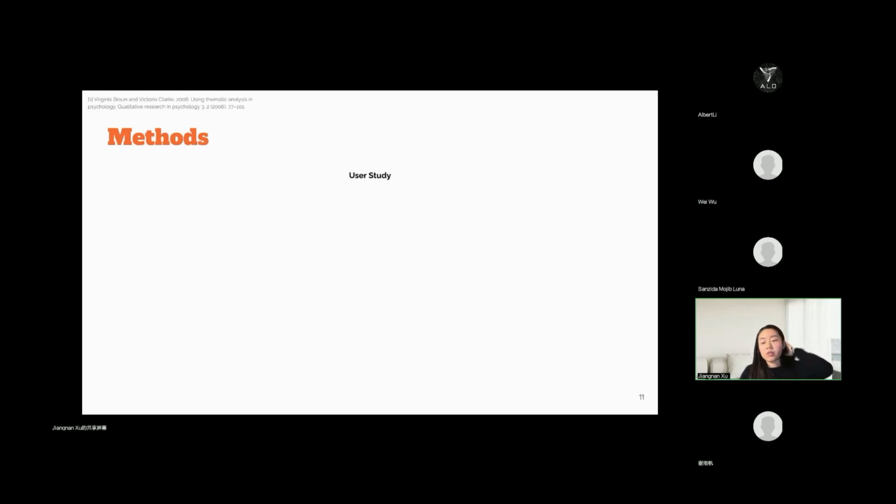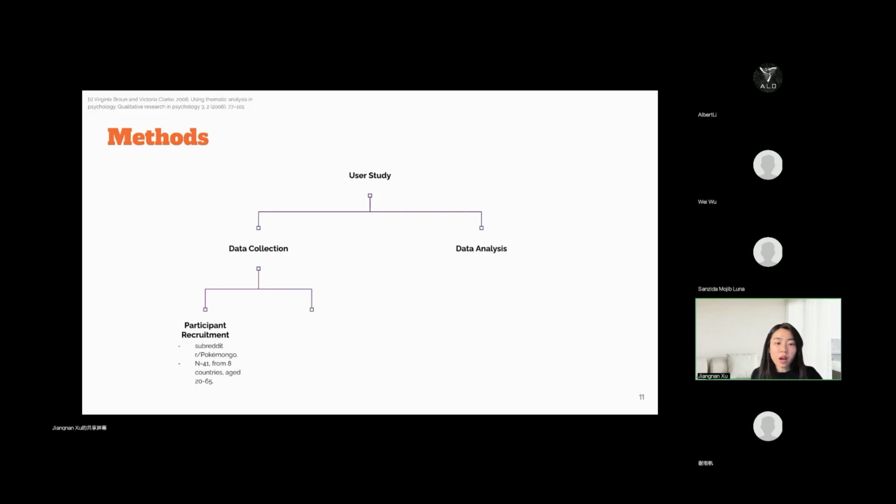So our user study consists of two parts. The first is data collection. We are sponsored by Niantic, so we went to the subreddit r/PokemonGo to recruit participants. Why do we want to do interviews rather than something quantitative, like a questionnaire or survey, which sounds easier? Because, as we mentioned earlier, this is really about their perceptions, beliefs, and behaviors, which is really qualitative data. We want to sit down and have an in-depth conversation with our users. And luckily, we got 41 players from 8 countries aged around 20 to 65.